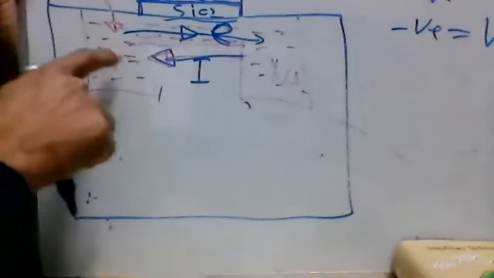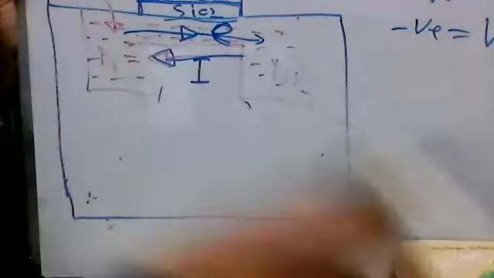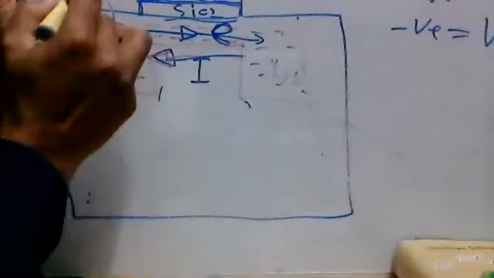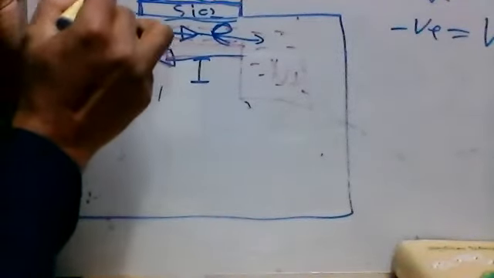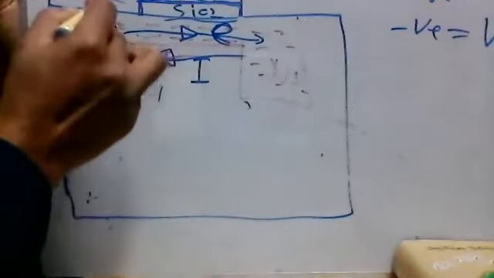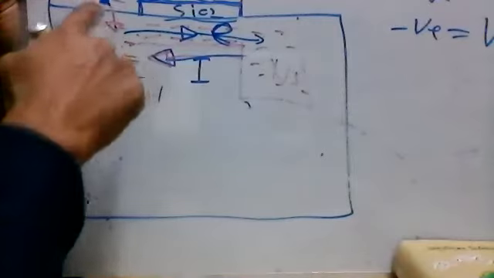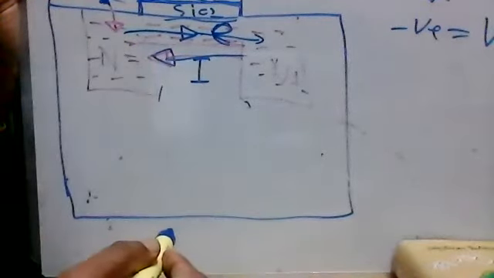In order to add extra electrons to the left side, we have to connect this terminal. We cannot add extra electrons from nowhere. So what we have to do is put a negative voltage on this side. And negative voltage means ground, right?